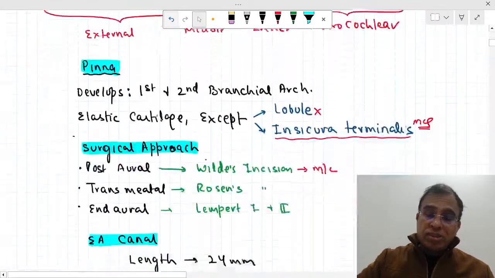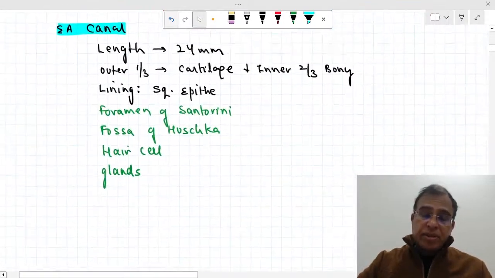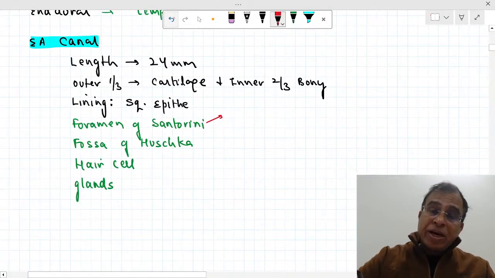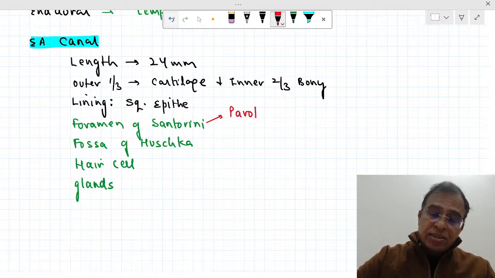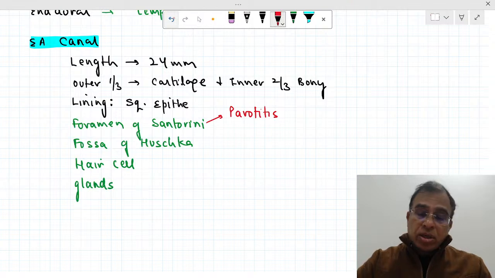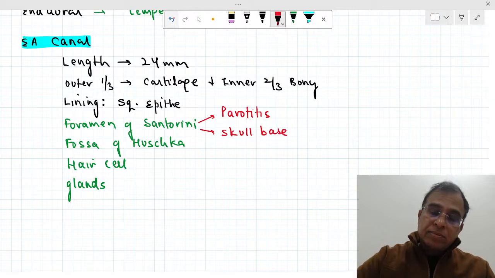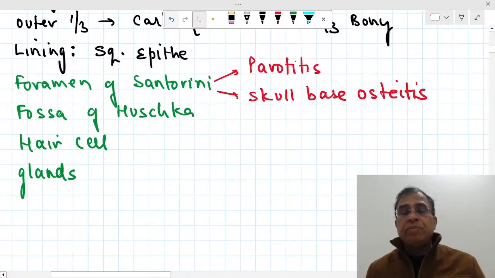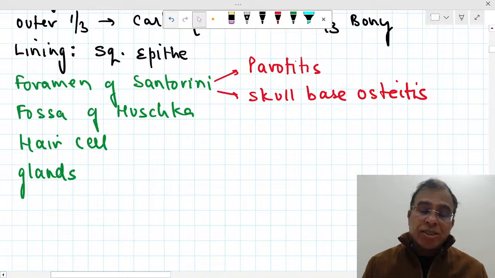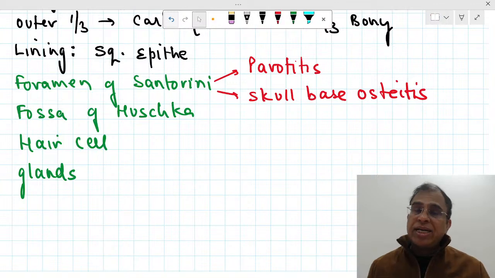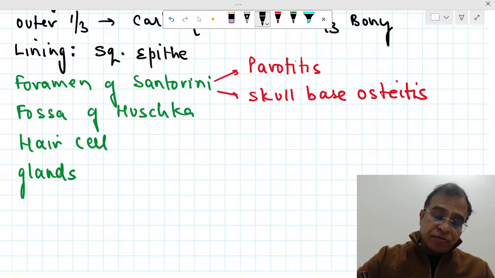What are the structures that can get infected in a patient of otitis externa through the foramen of Santorini? It can infect the parotid gland and cause parotitis, or it can infect the skull base, causing osteitis. So these are the 2 things that can happen in a patient of otitis externa. The question that was asked once: why is parotitis common in a patient of otitis externa? And the answer was due to the foramen of Santorini. That's a simple thing.